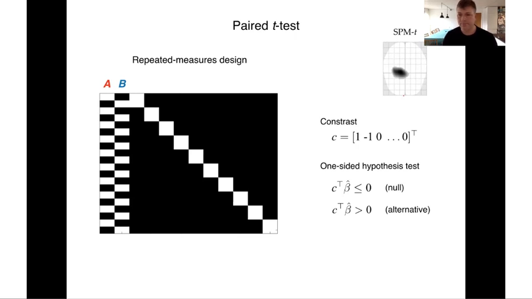So again, this is a one-sided hypothesis test where the contrast estimate, C transpose beta, under the null is equal to or smaller than 0, whereas the alternative hypothesis would be that the contrast estimate is greater than 0.